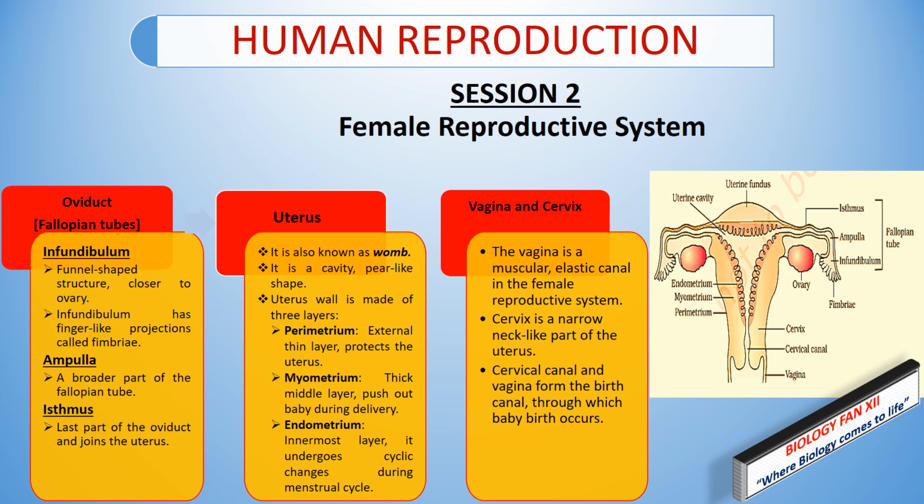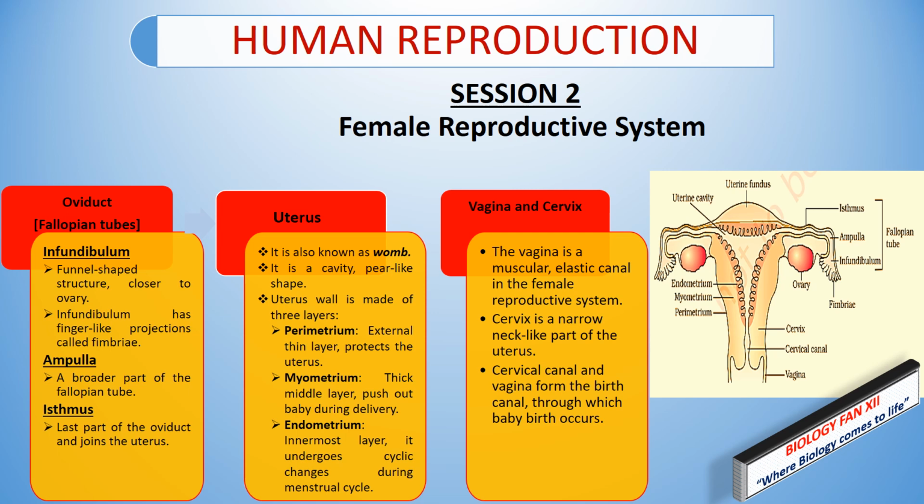Okay, now comes the uterus. The uterus is single in number and it is also known as the womb. It is a cavity with a pear-like shape inside which a baby grows. The wall of the uterus is made up of three layers. These are perimetrium, second is myometrium, and third is endometrium.